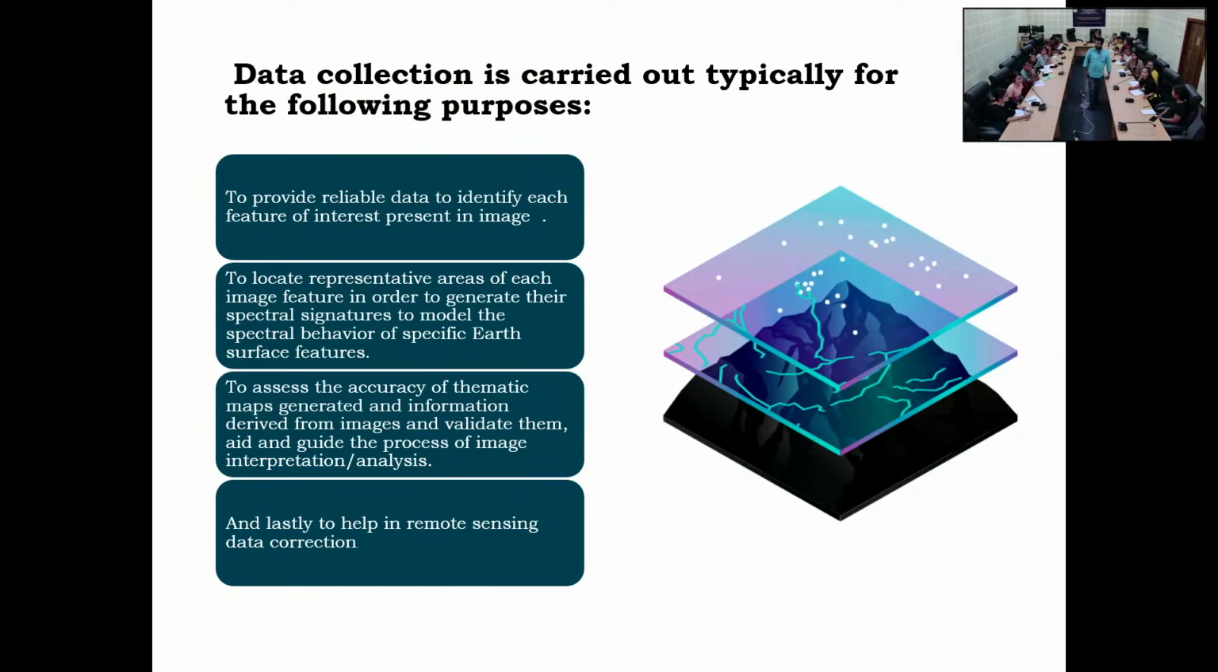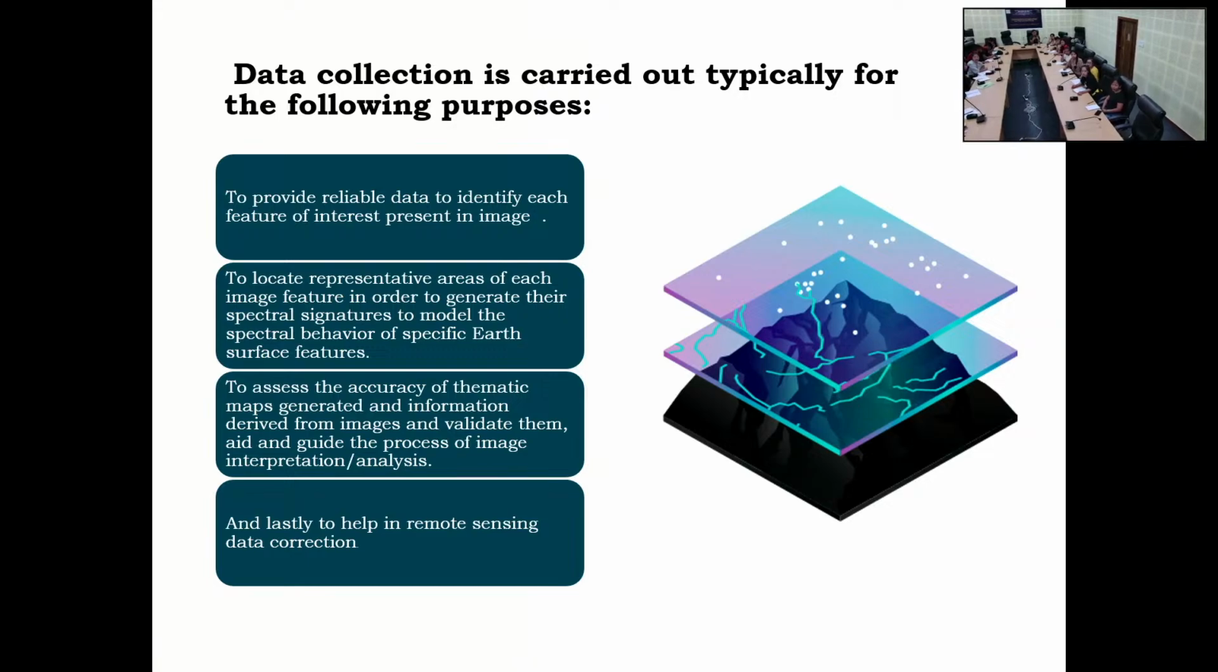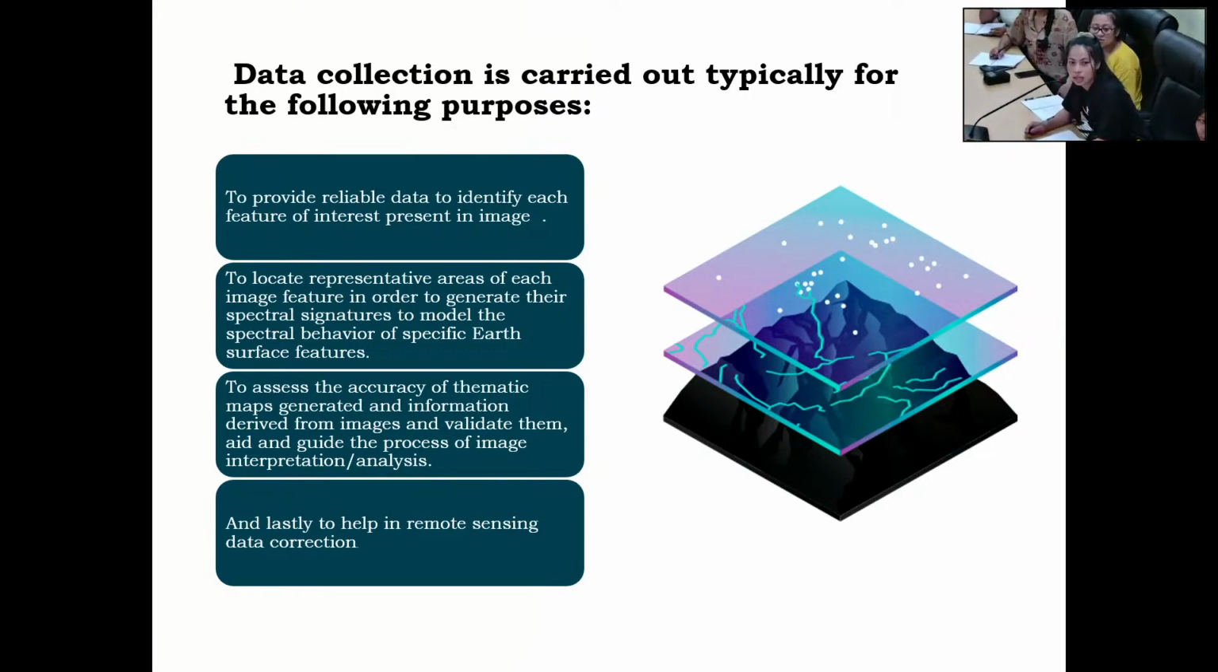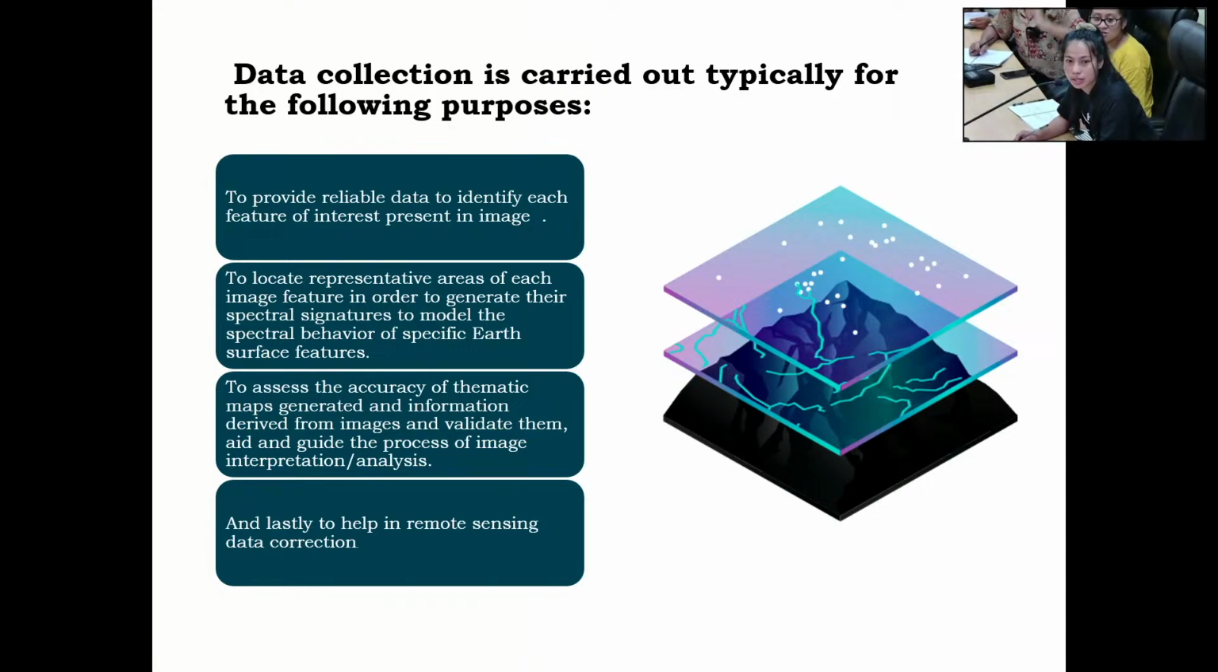Data collection is carried out typically for the following purposes: to provide reliable data to identify each feature of interest present in image, to locate representative areas of each image feature in order to generate the spectral signatures, to model the spectral behaviors of specific Earth surface features, to assess the accuracy of thematic maps generated and information derived from the images and validate them, to aid and guide the process of image interpretation analysis, and lastly to help in remote sensing data collection.